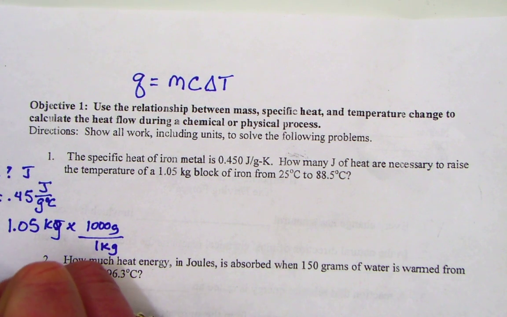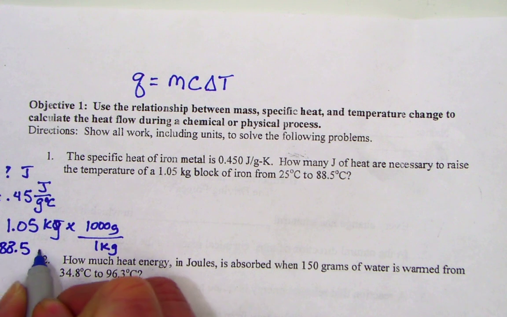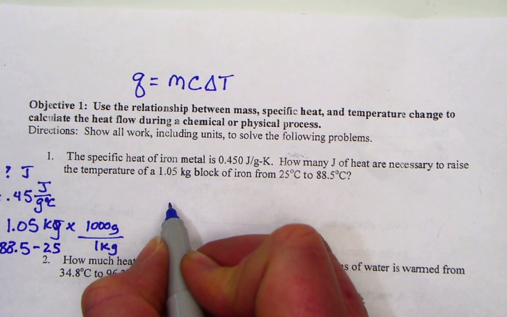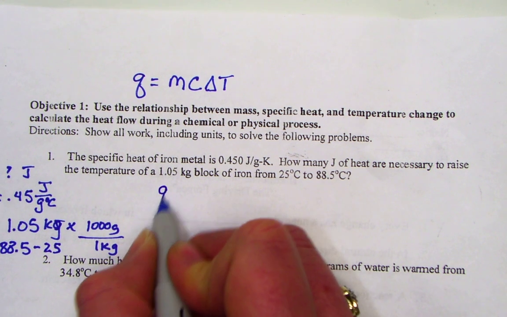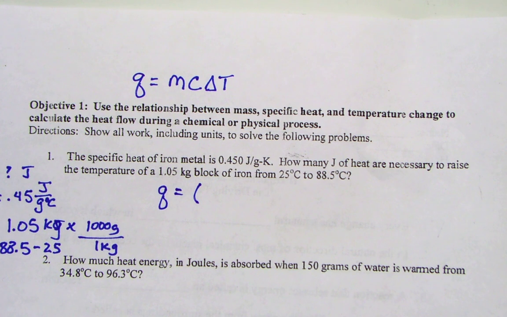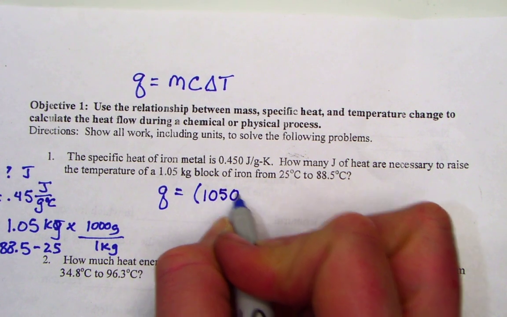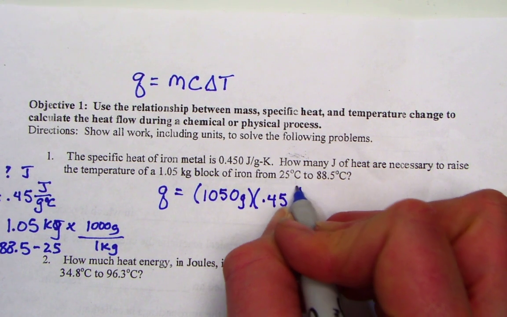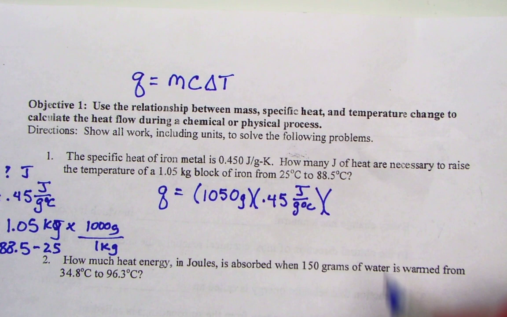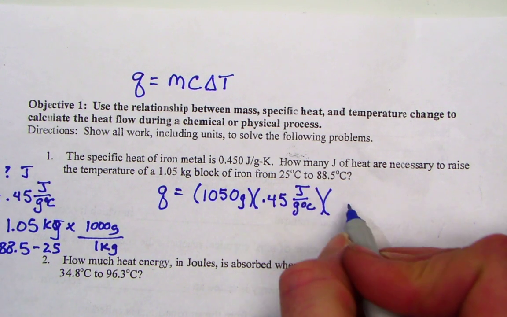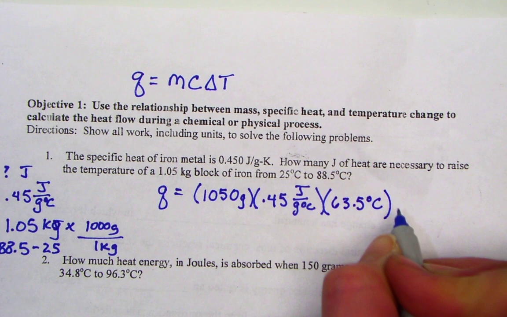The delta T can be found by simply taking T2, which is 88.5, minus the 25, T1. It's a plug and chug formula. Given the mass, the specific heat, and the delta T, we'll calculate Q. The mass, again converting, 1.05 times 1,000. Hit that on your calculator, and you've converted a kilogram into a gram, and we would see that's 1050 grams. Specific heat of iron given to us is 0.45 joules per gram degrees Celsius. And T2 minus T1, that's 88.5 minus the 25 shows us a delta T of 63.5 degrees Celsius.